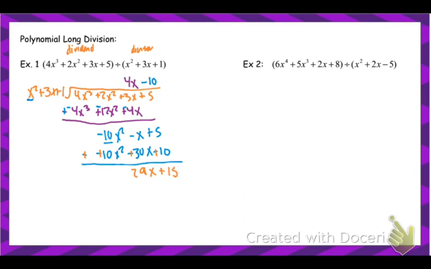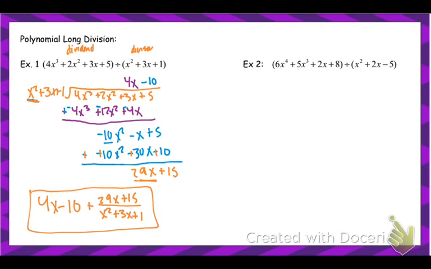So 29x plus 15. And at this point, you'll notice that what I have down here is a lower degree than what's over here. And once you reach a lower degree there, everything that's left over is your remainder. Now we are going to write our remainder as a fraction over the divisor. So this would be 29x plus 15 over x squared plus 3x plus 1.